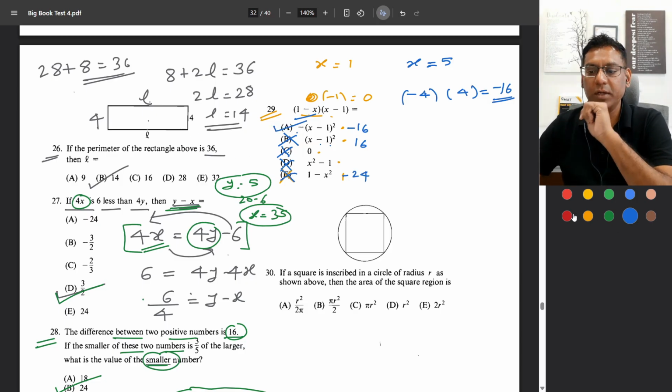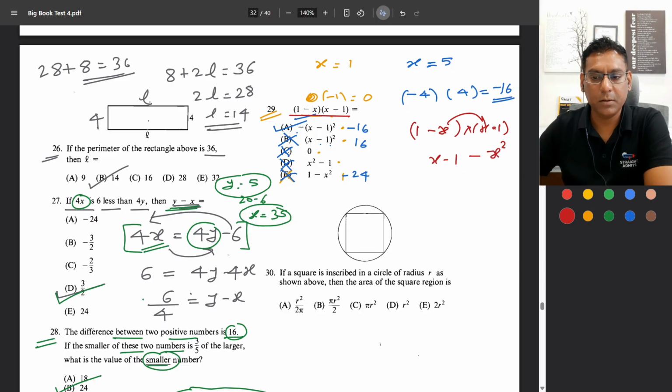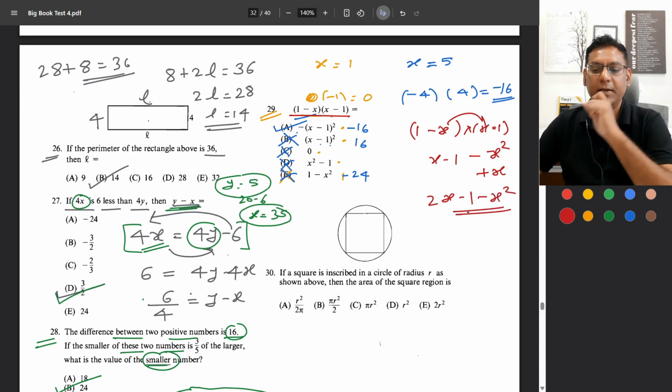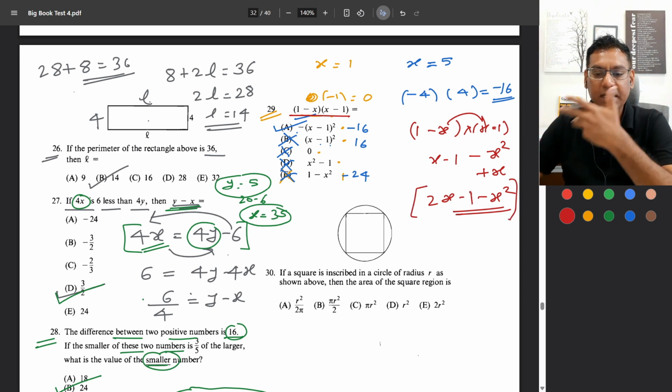Right? You could also do it the regular algebra way. What you could do is 1 minus x times x minus 1, right? So let's multiply x minus 1 and minus x square plus x. So what do we get? You get 2x minus 1 minus x square. Now this looks complicated and none of these answer choices are given in that form, right? So this doesn't lead us anywhere.